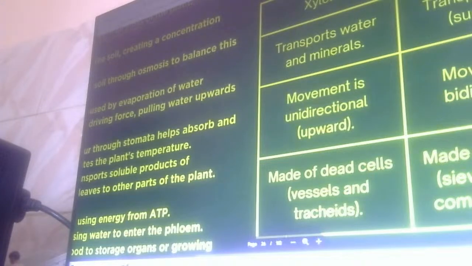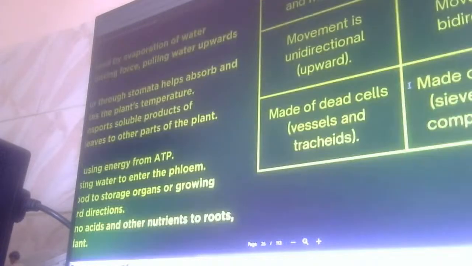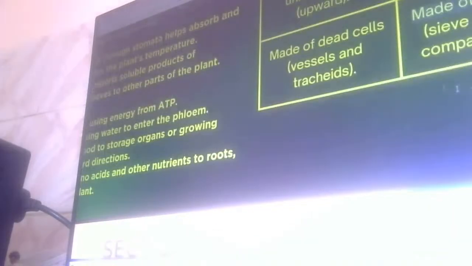Unidirectional flow in xylem, bidirectional in phloem, dead cells. Most of xylem is dead cells: tracheids and vessels. Sieve cells and sieve tubes are living cells. I think so. Or wait, are these two living and these two dead? I think xylem is made of dead cells. Vessels and tracheids are alive, I think. But mostly dead cells, and then the other one mostly living cells.